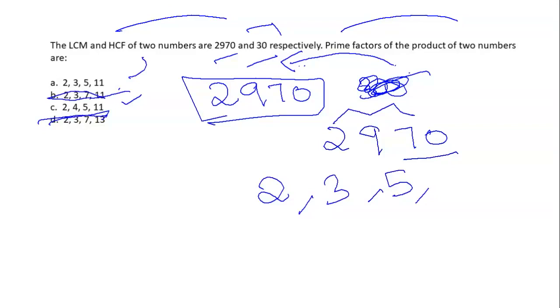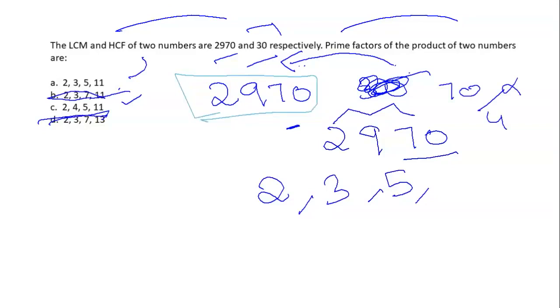For a number to be divisible by 4, its last 2 digits should be divisible by 4. Here, 4 is not a possibility. So our answer is 2, 3, 5. Elimination is very easy. I would be very happy if you guys use this elimination technique, okay? It will be easy also. Next question.